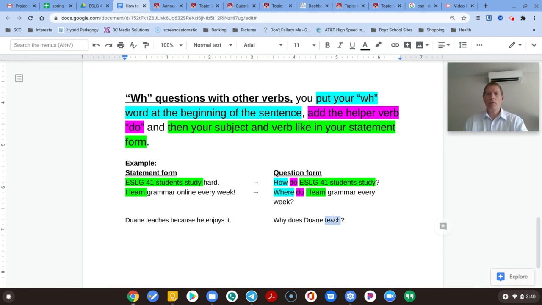Okay? So I hope this was helpful. Tell me if it was helpful, or if you'd like to see more examples. We'll do more examples, of course, all through the semester. And that's the end of part 2.